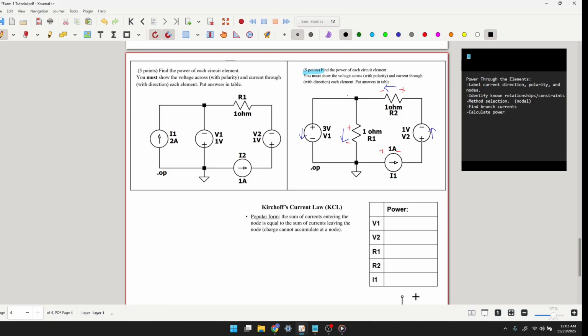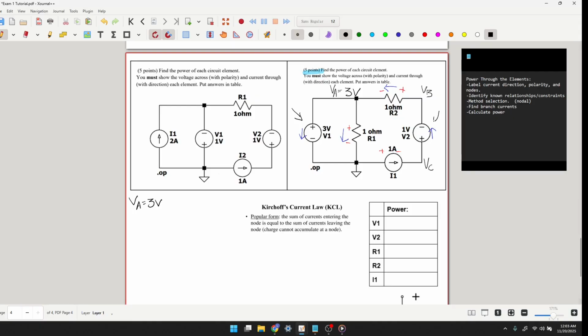A good next step is inspecting the circuit visually to see what sorts of known values, constraints, and relationships you can extract from it. Let's label the nodes. So if we take a look at V1, this voltage source, we see that we have a positive terminal at node VA. That's going to set node VA to 3 volts. Let's keep that over here too.